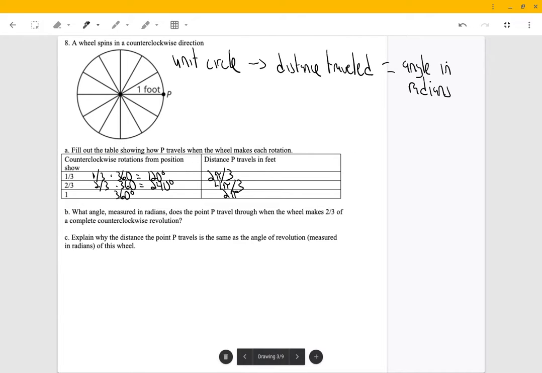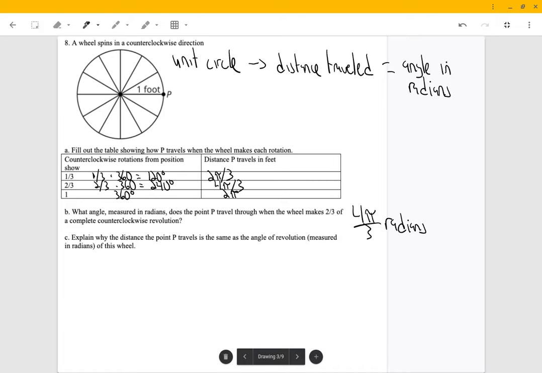B, what angle measured in radians does the point P travel through when the wheel makes 2/3 of a complete counterclockwise rotation? Well, we already answered that. When we make 2/3 of a rotation, the distance traveled is 4 pi over 3. That's also going to be the angle. So the angle is going to be 4 pi over 3 radians.